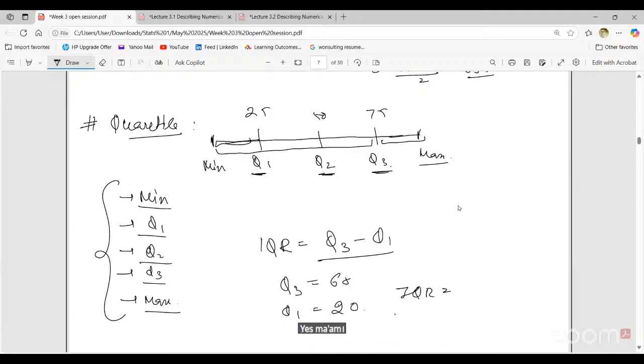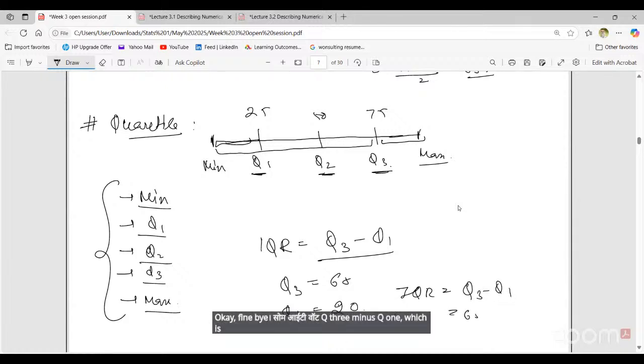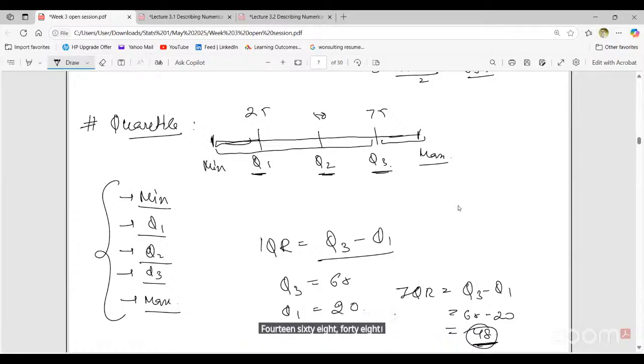So my IQR will be Q3 minus Q1, which is 68 minus 20, which is equal to 48. So this is my IQR. This is how you calculate the interquartile range.